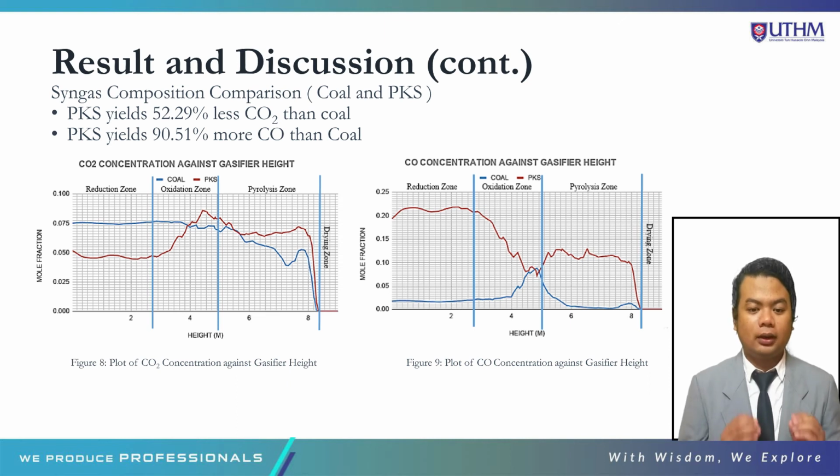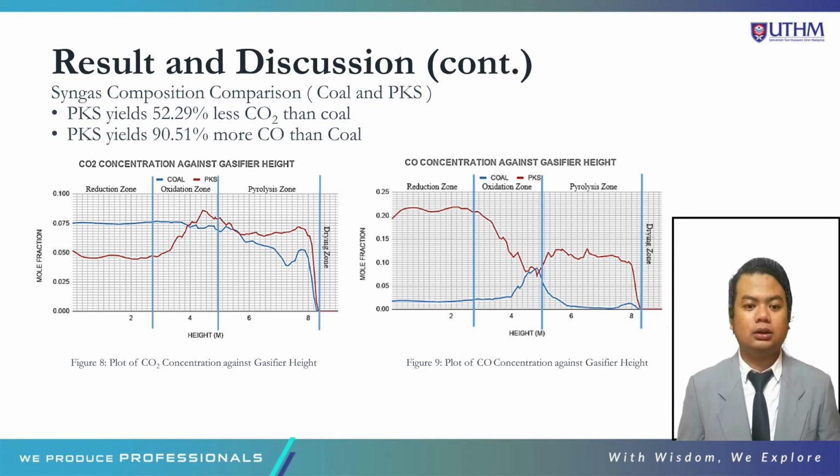During the simulation, PKS yields 52.29% less carbon dioxide. This is because during the pyrolysis of PKS, the carbon volatile reacts completely with oxygen volatile to produce carbon dioxide. PKS possesses high oxygen volatile, so carbon dioxide production during oxidation is higher than coal, as shown in Figure A.